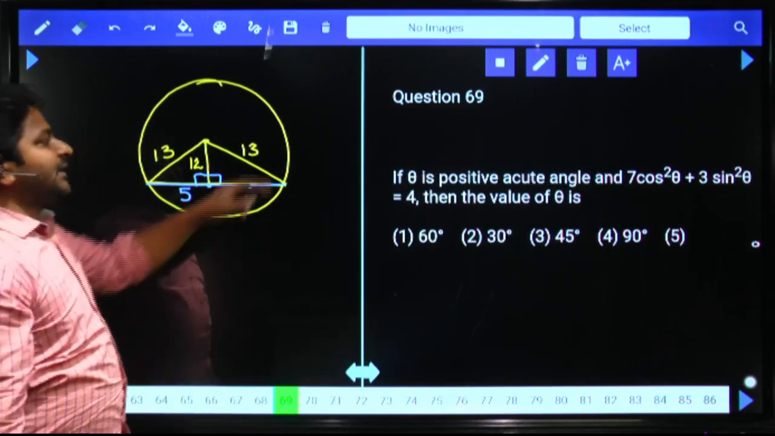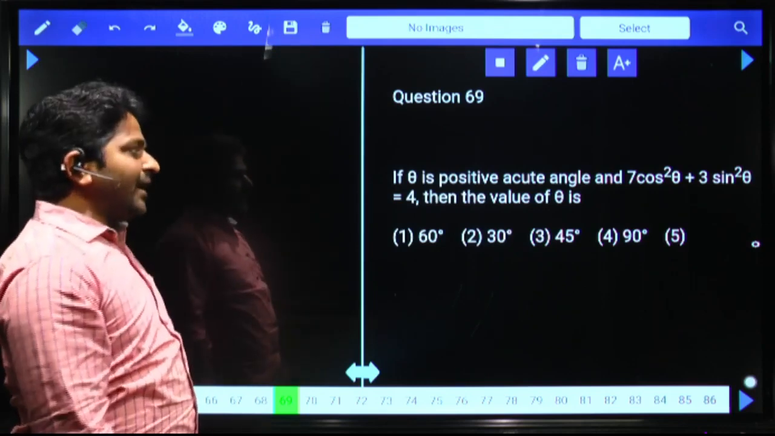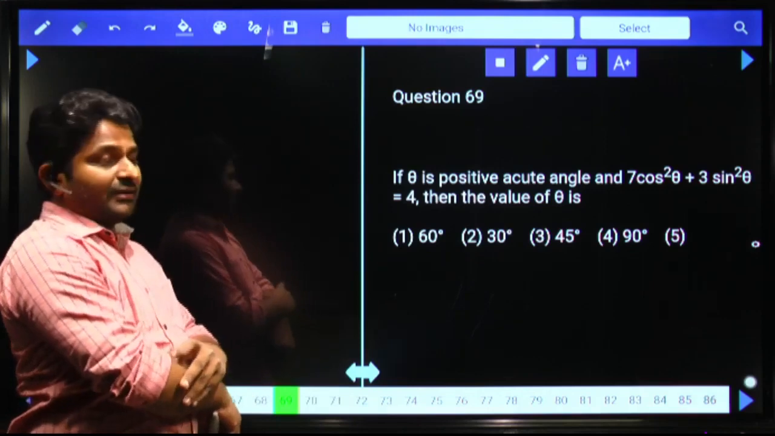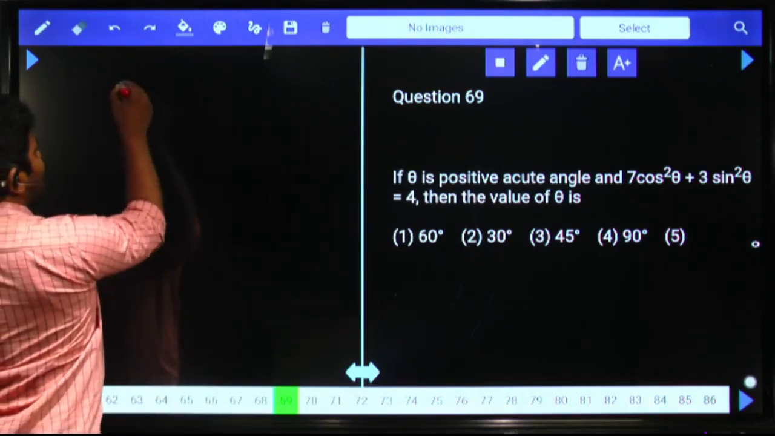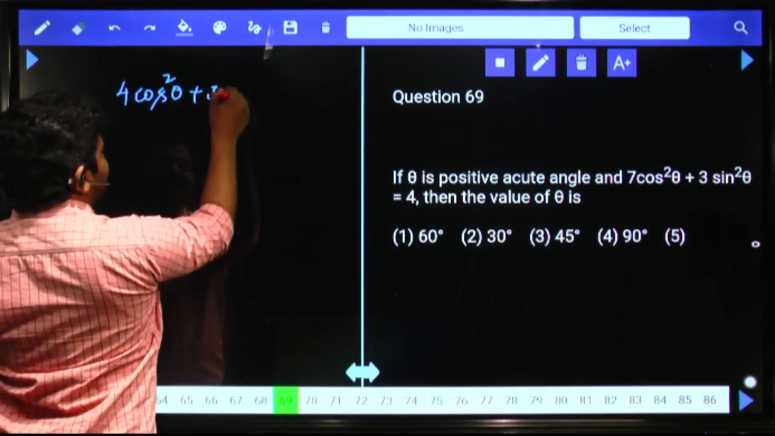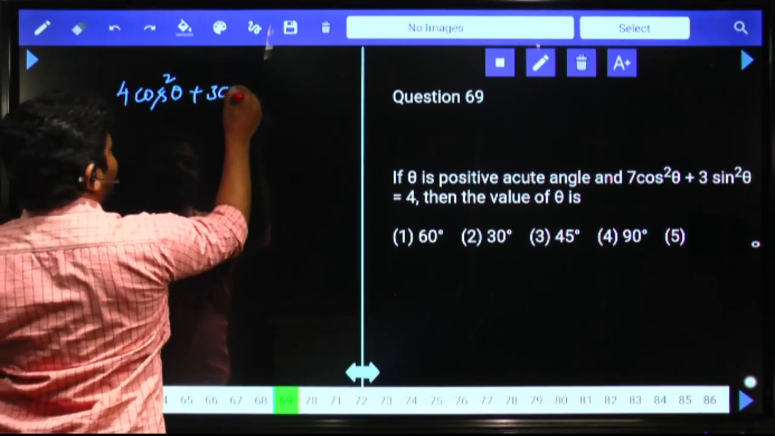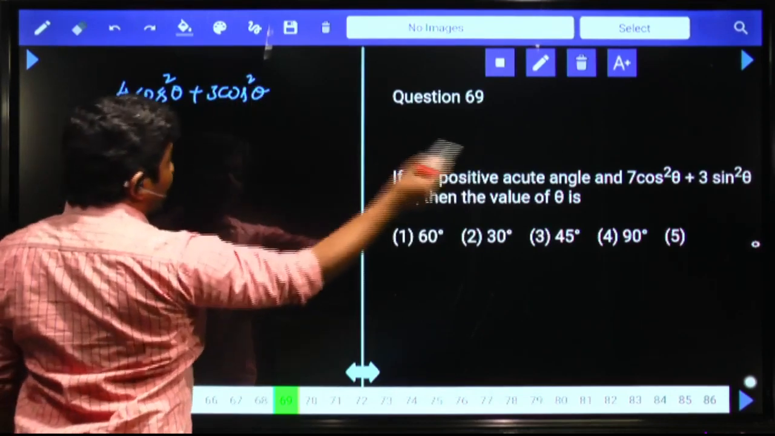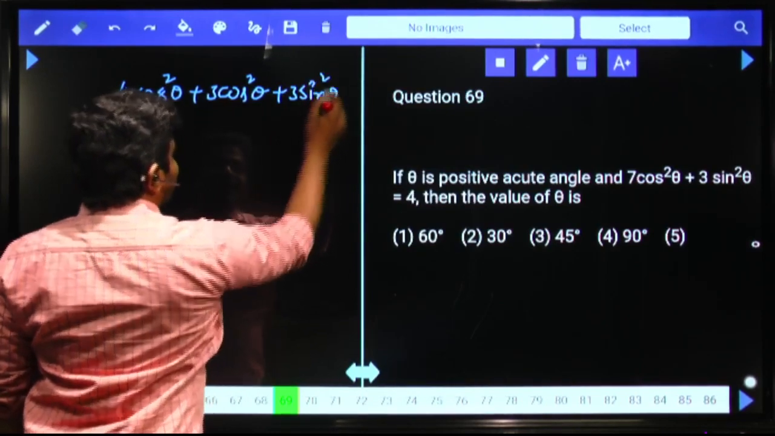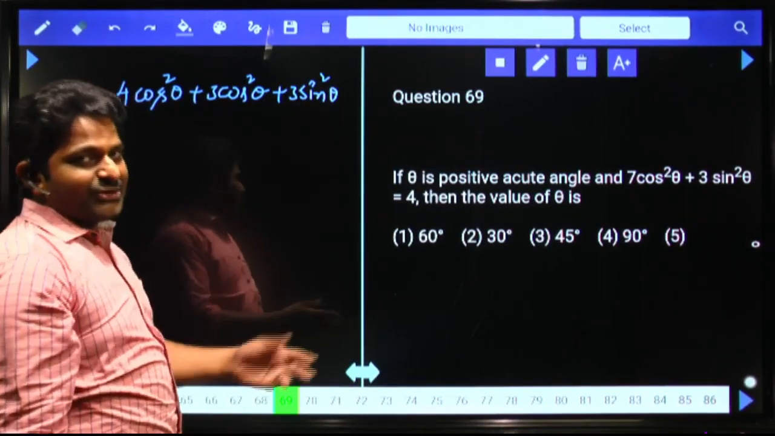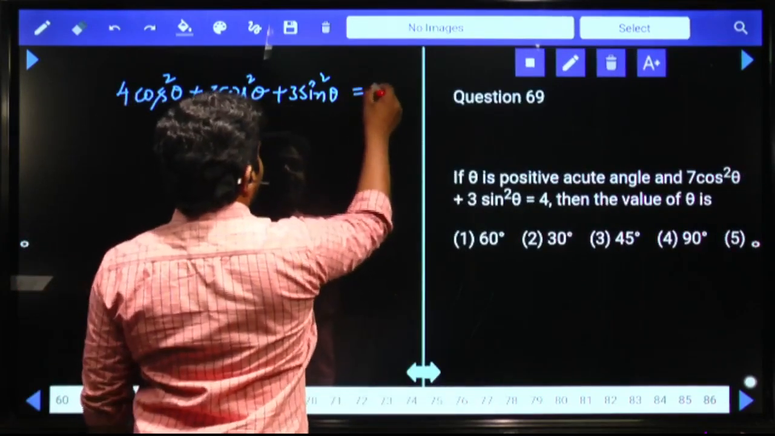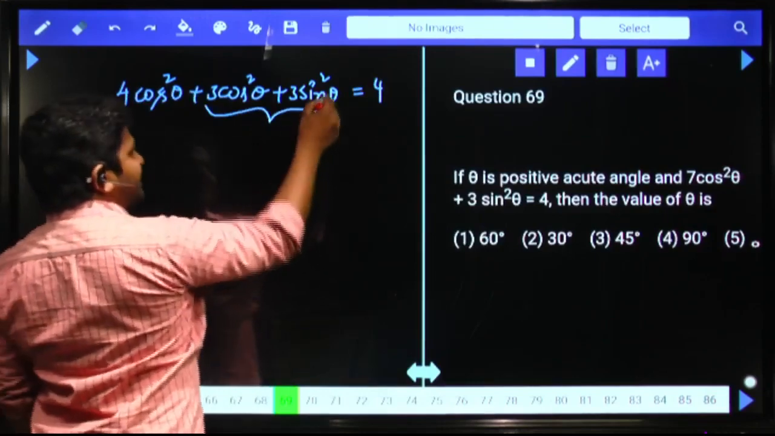Next, theta is a positive acute angle and 7 cos square theta plus 3 sin square theta is equal to 4. Then the value of theta is equal to, okay, 7 cos square theta can be written as 4 cos square theta plus 3 cos square theta, because we already have 3 sin square theta. To this, if you add 3 cos square theta plus 3 sin square theta, that will be equal to 3. And this value already is given as 4. And we need to calculate the theta value.